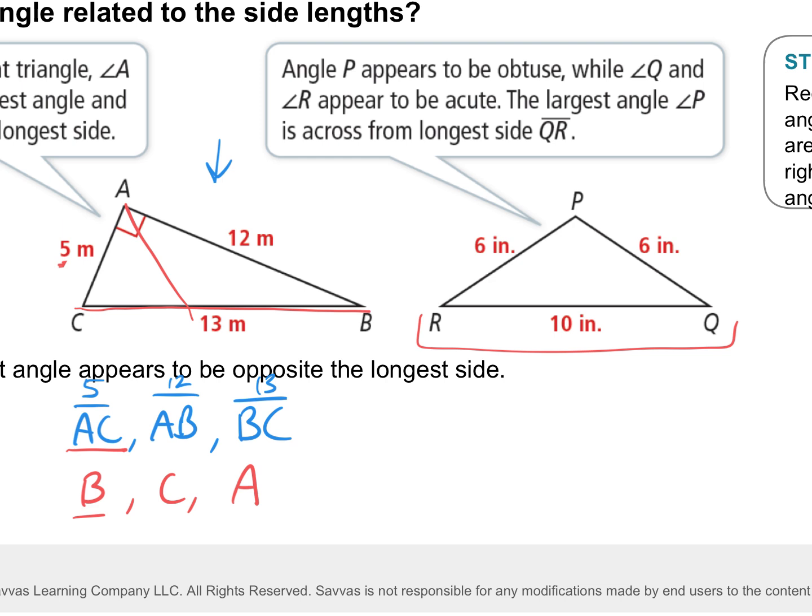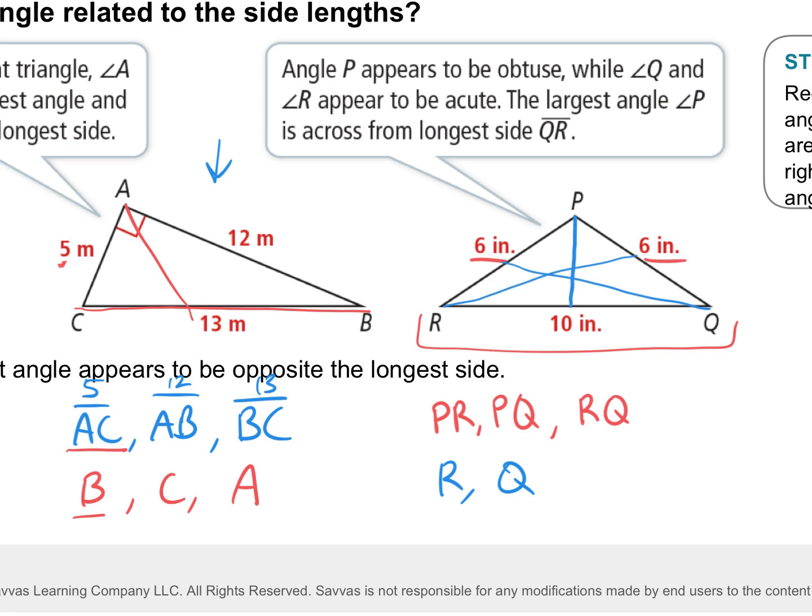Yeah. Right? Why did you say both of them? Because they're the same. So PR and PQ, yes, they are the same. It does not matter the order you put them in. What is my largest side? RQ. So what are my smallest angles? Because they're across from the smallest side. So R and Q are our smallest angles. What is our biggest angle? P, because it's across from 10.